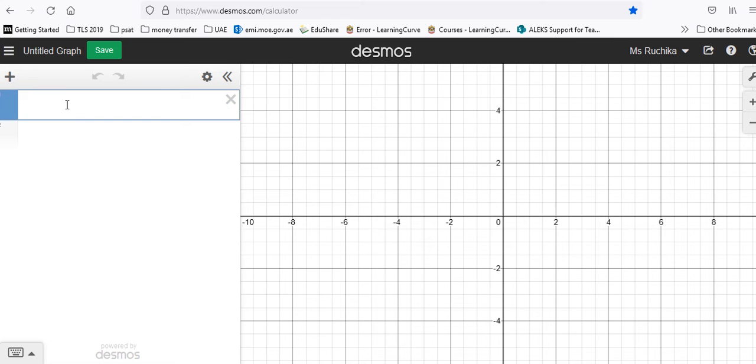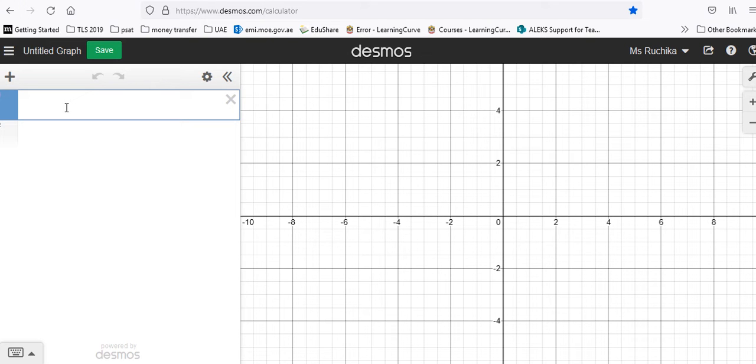Today's session. So this is how your Desmos Graphing Calculator looks like. I will put the link in the description box. So if you want to visit this link and try drawing the graph yourself, you're able to. So let's write here the polynomial equation.